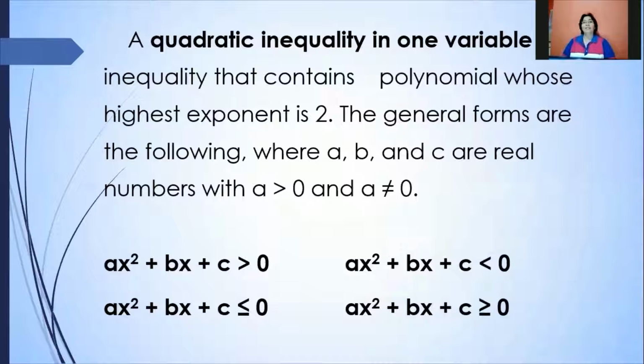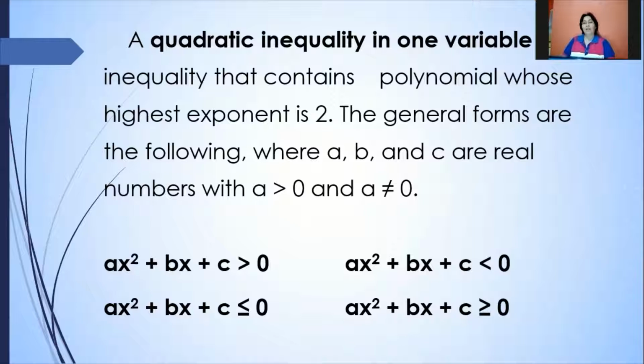Now, the first thing we do is define the quadratic inequality. What is a quadratic inequality? A quadratic inequality in one variable is an inequality that contains a polynomial whose highest exponent is 2. The general forms are the following, where a, b, and c are real numbers, with a not equal to 0.